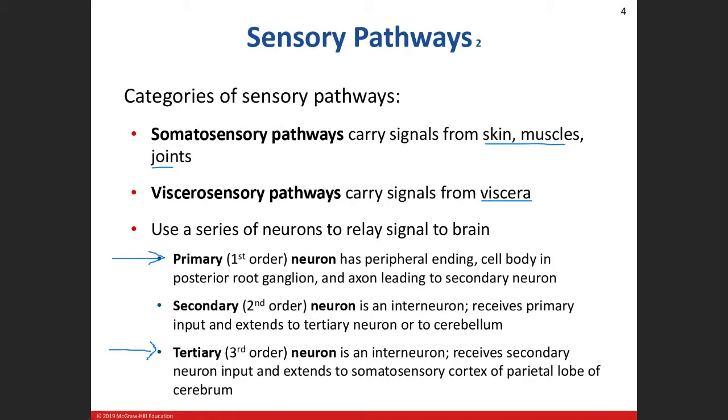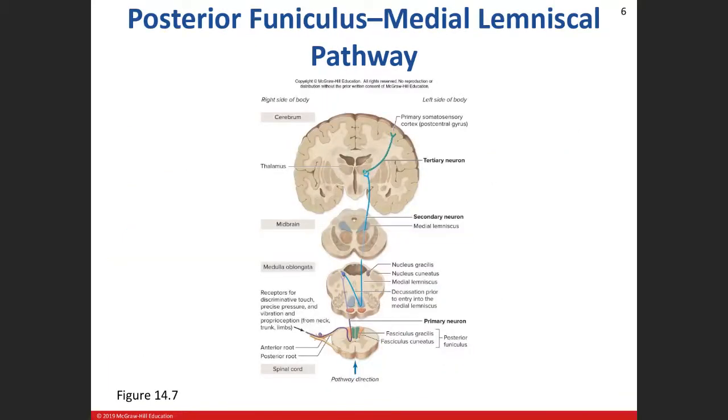And a lot of the examples I'll be using, I'm going to use your fingertip, all right? So this one is going to have the receptor in the peripheral region, of wherever it is, and the cell body is going to be in the posterior root ganglion. What the heck is that? Let me show you real quick.